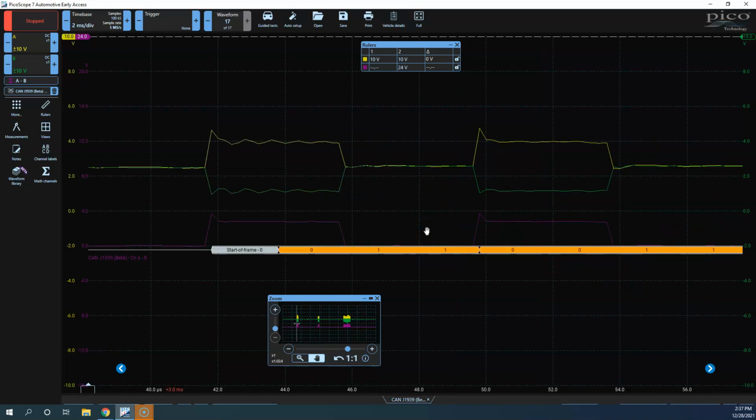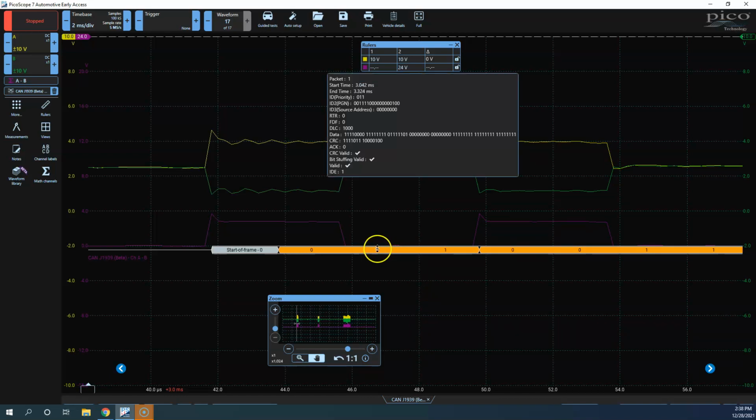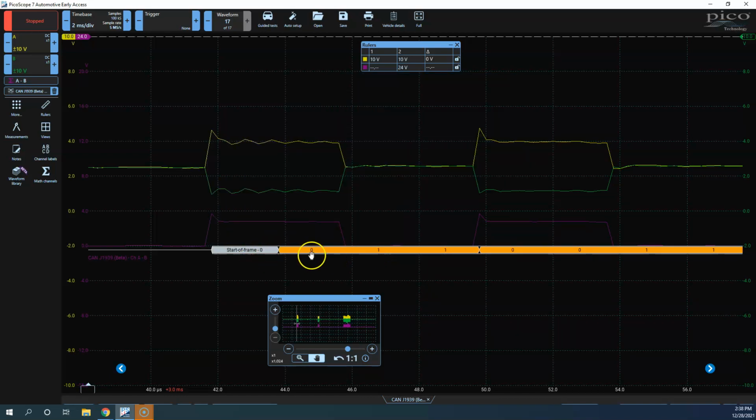So this is a 500K CAN bus. This is happening all very quickly. We can see the time division down here, 2 microseconds per division, so 2 millionths of a second, and that's the duration of a bit on a 500K CAN bus. So if I look at this, I've got a 0. I have 2 zeros in a row, then a 1. So this is a dominant, a dominant.